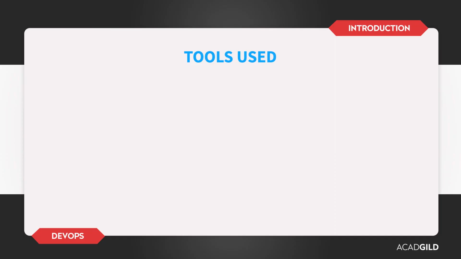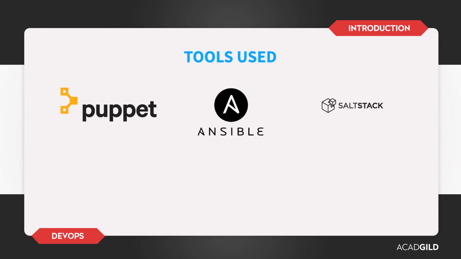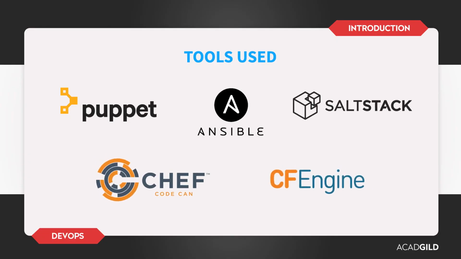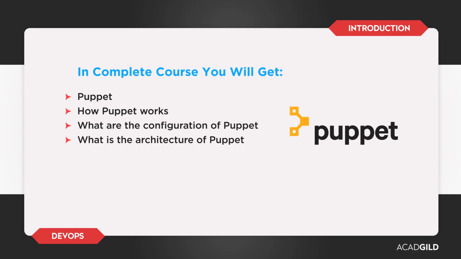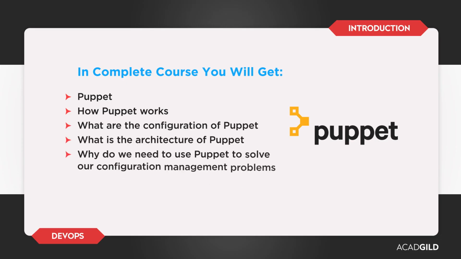Speaking of tools, there are many available in the market. Puppet is a really popular tool. It is spoken about and used widely in the configuration management industry. Then there is Ansible, SaltStack, Chef, and CF Engine, which are also popular in their own right. The options are many. In our complete course, we focus on Puppet, how it works, what are its configurations, what is its architecture, and how we can use it to resolve issues of configuration management.